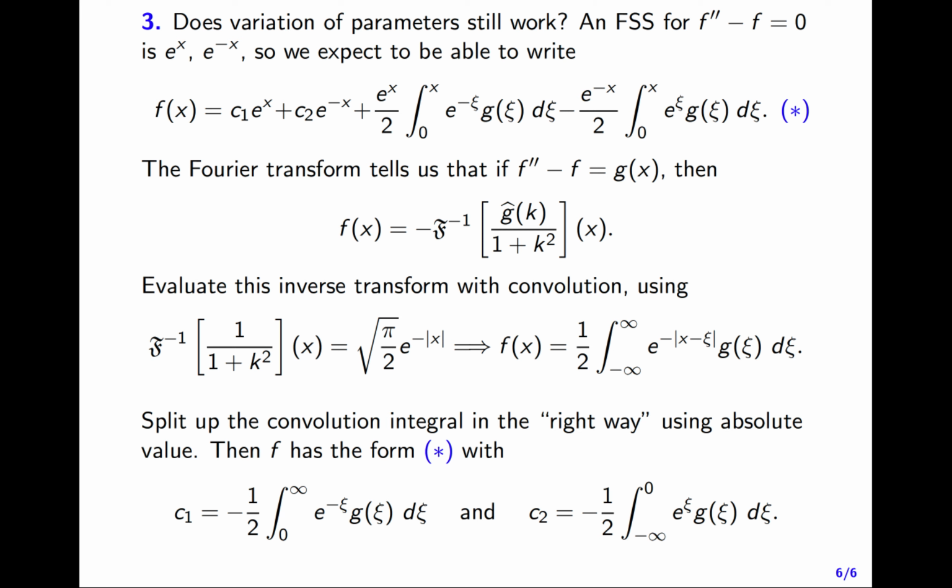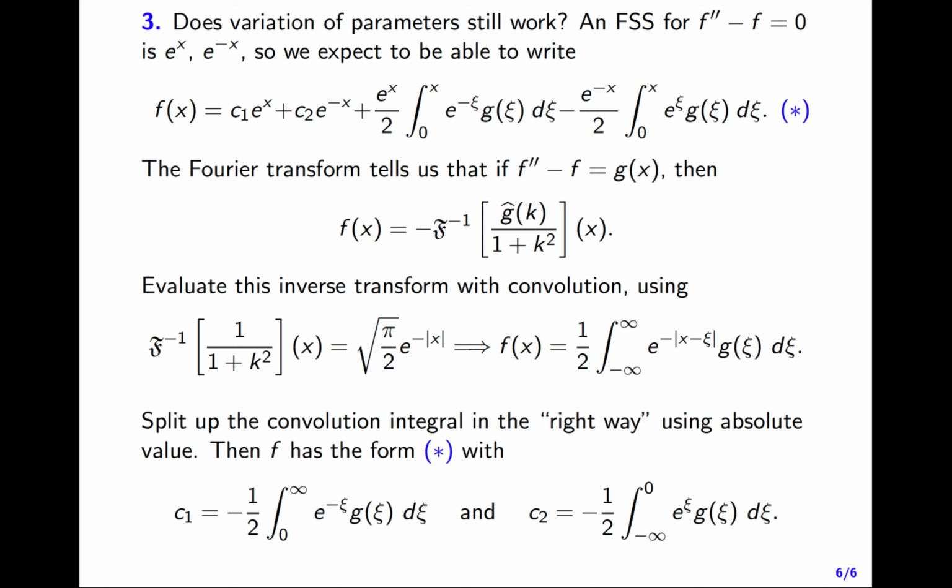from variation of parameters if you take your constant c1 to be minus 1/2 integral 0 to infinity e to the minus c g of c, and c2 to be minus 1/2 integral minus infinity to 0 e to the c g of c. So from this very elaborate Fourier setup, we recover what we expect from variation of parameters.